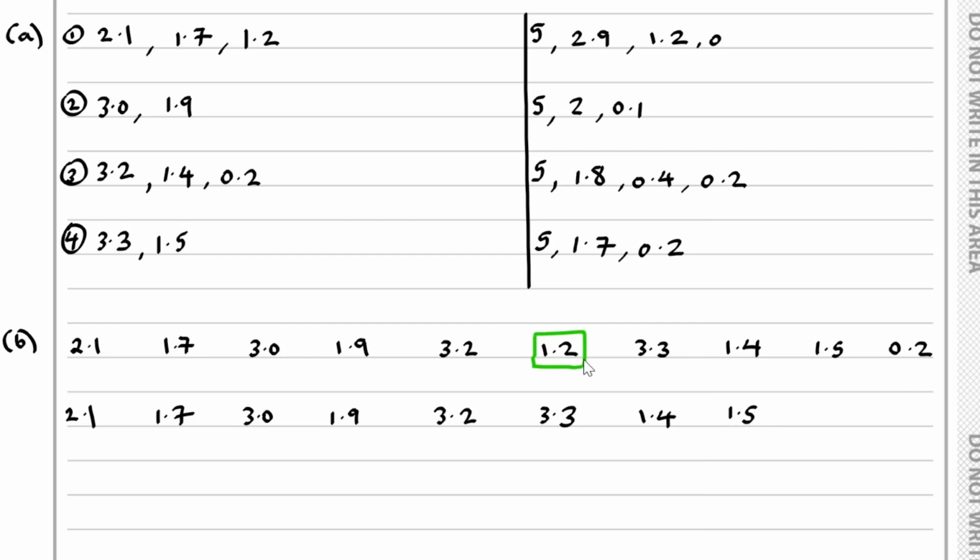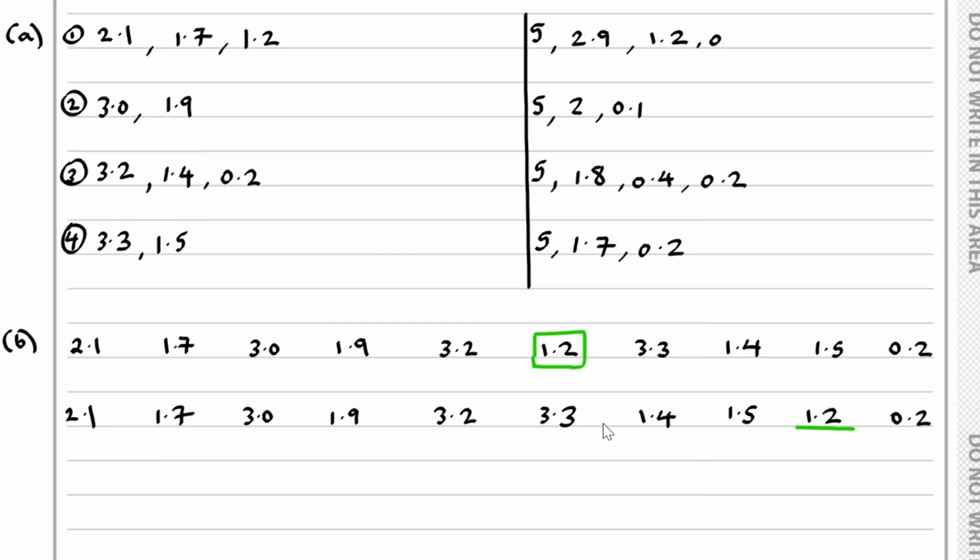The 0.2, that's smaller than the 1.2. So we write the 1.2 to the right. So we have 1.2 here and then the 0.2 here. And then you simply underline the 1.2, indicating that you've already chosen it as a pivot.